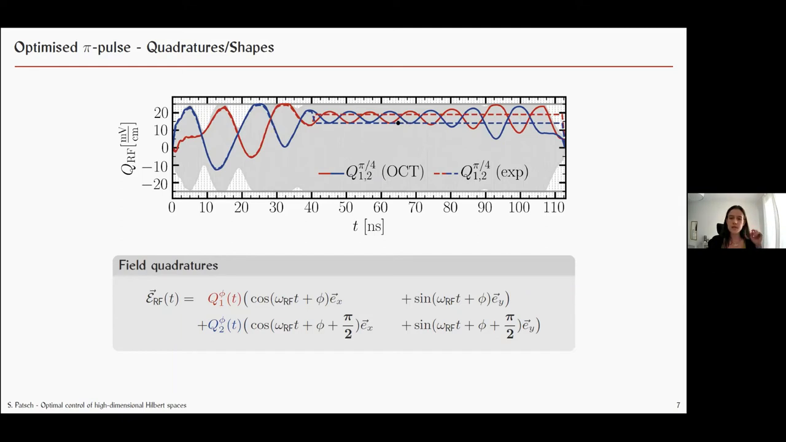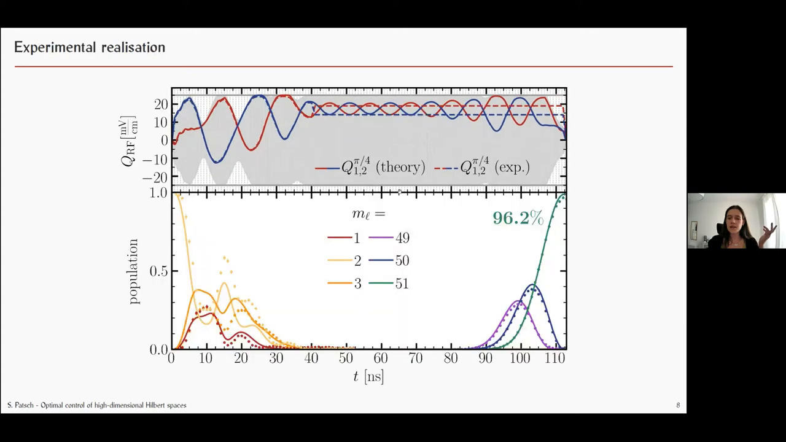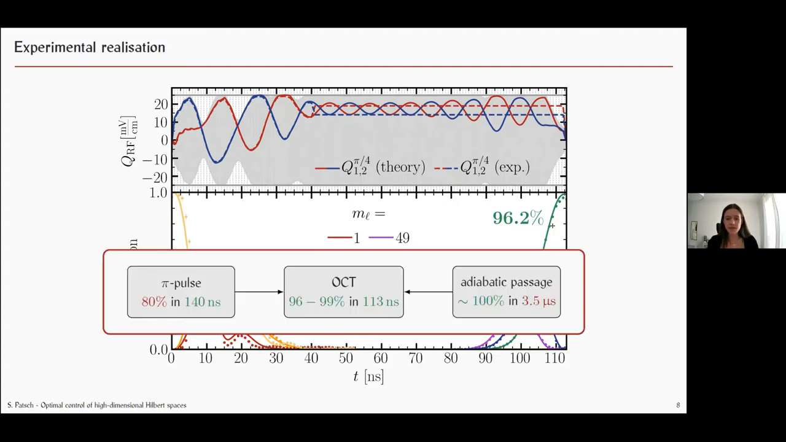And if we now use this pulse to implement it in the experiment, we actually reach the circular state also in the experiment with a fidelity of 96.2%. So here you see really the dynamics, the evolution of the states as a function of time. And here the yellow one is the initial state and the green one is the target state. And to put this a bit into perspective, the pi pulse, which was essentially our guess pulse, has a fidelity of only 80%. And there's another method to prepare circular states, which has a very high fidelity, but it takes very long since it is an adiabatic method. And with optimal control, we could get the best of both worlds. So we can perform the circularization fast and accurate.